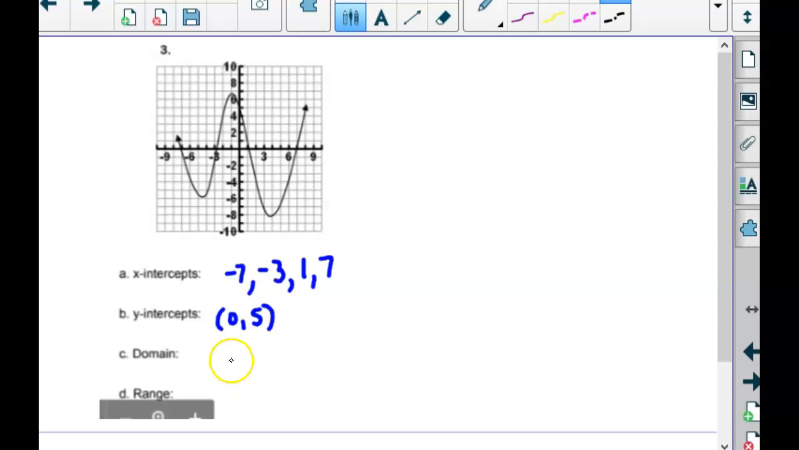Allo, do you have domain and range? What do you have? Good job, because left to right, it's going further both ways. And the range? Yeah, it's kind of hard to tell exactly how low it goes, but I would have said -8 as well. And then it's going up.